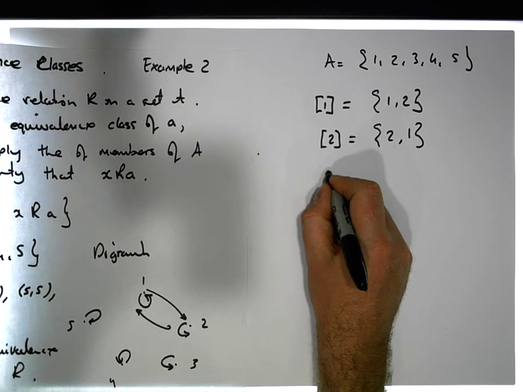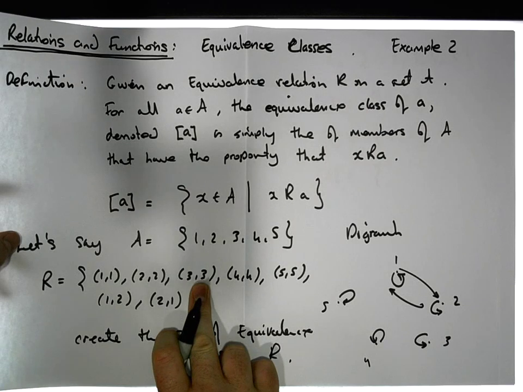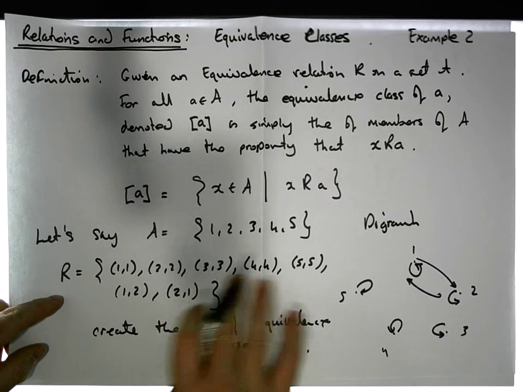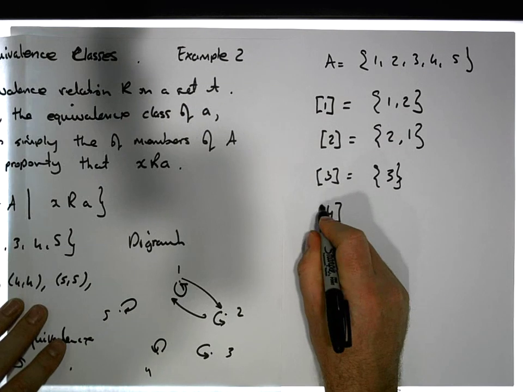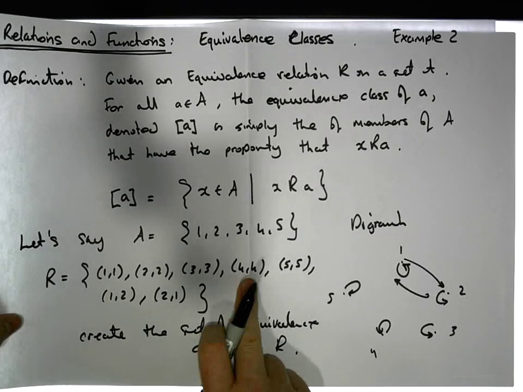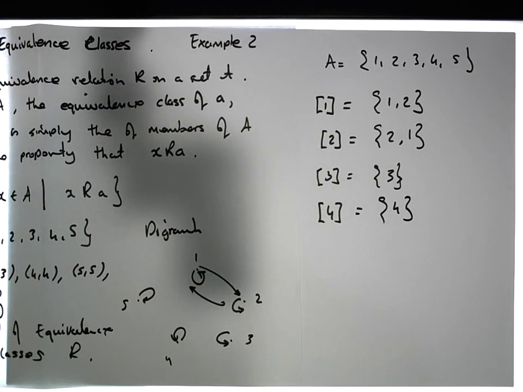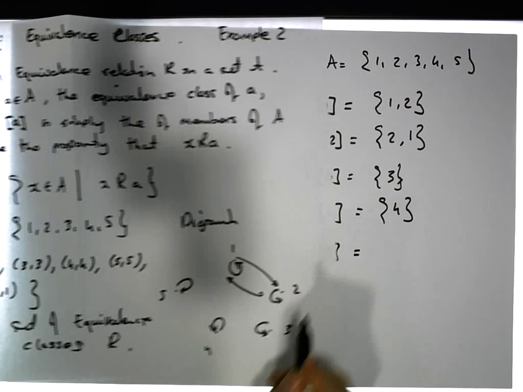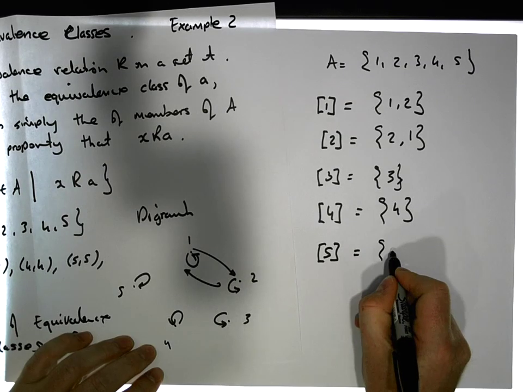What about 3? We're nearly there. We can see that 3 is related to itself, and that's actually it. 3 is only related to itself, so that set is closed off. What about 4? The equivalence class of 4 is equal to the set that contains 4, which is related to itself and nothing else, so it's just the singleton set that contains one element. And then what about 5? We can see the final one, that 5 is only related to itself here.